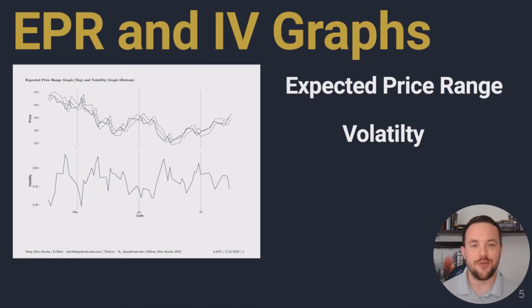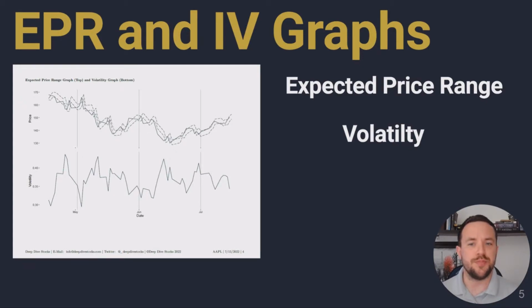The next graph, rather, is the expected price range and volatility graphs. The expected price range graphs have two components. The solid line is the price of the asset, in this case Apple, on July 15th, and it has the dashed lines, which are the 68% probability range for a given price as calculated by the implied volatility. So this tells us how well behaved a stock's price movement is as compared to what the expectations for that stock price's movement is given its implied volatility.